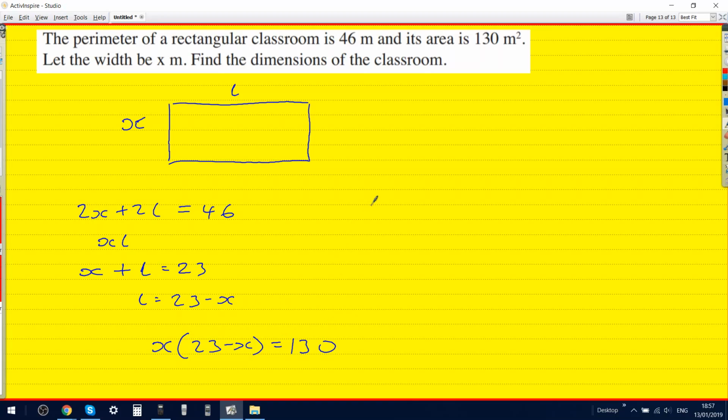So if you want to find A, B, and C. I just want to check, does it become 23x minus x squared after that? Yeah. Oh, okay, perfect. 23x minus x squared.